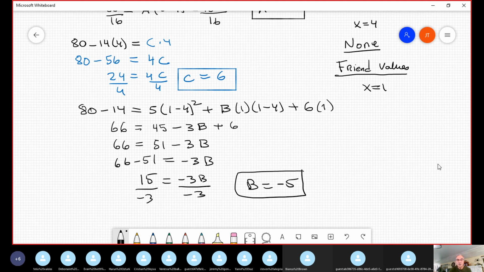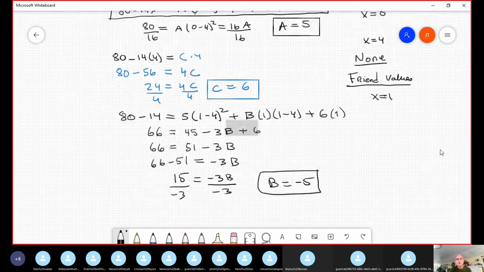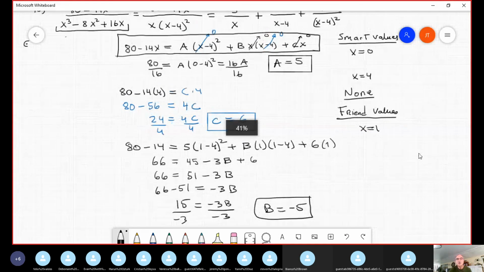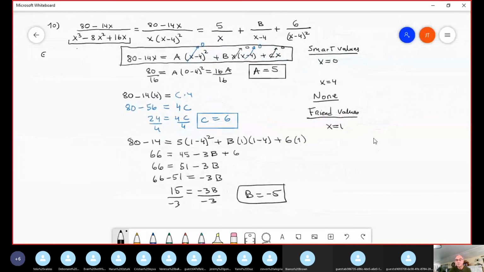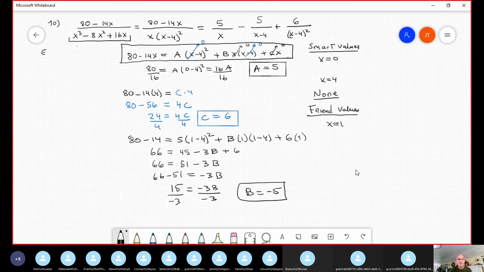I have in my hand A, B, and C. Okay, so B is -5. I go back to the beginning, erase B, because I know that the value for B is -5. I like to put 5 here and negative. Okay, I copy my final answer. My final answer is then.